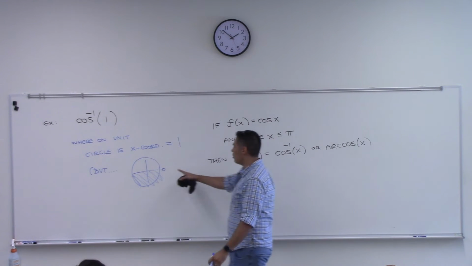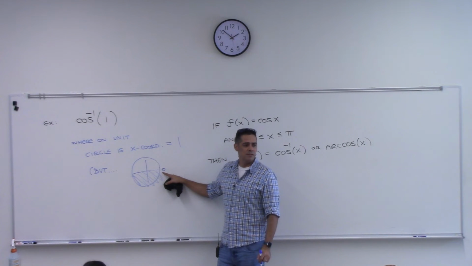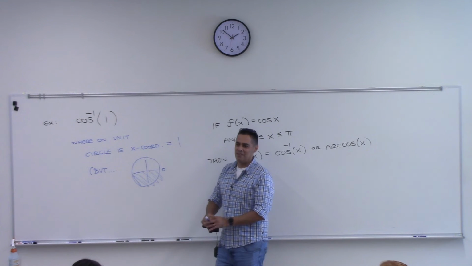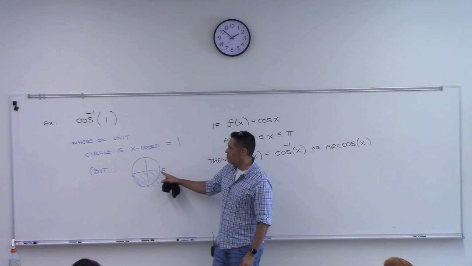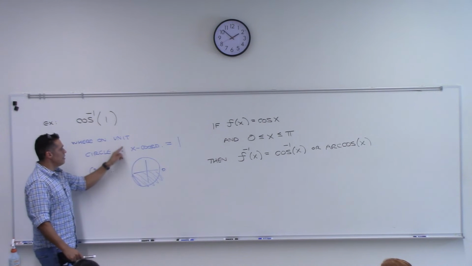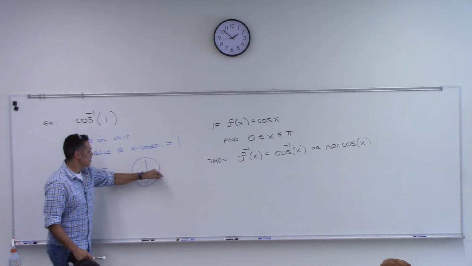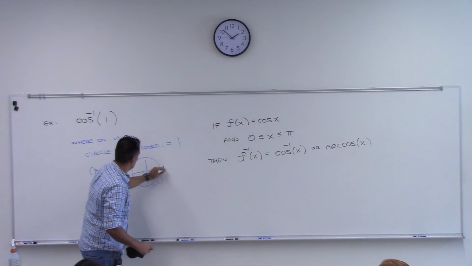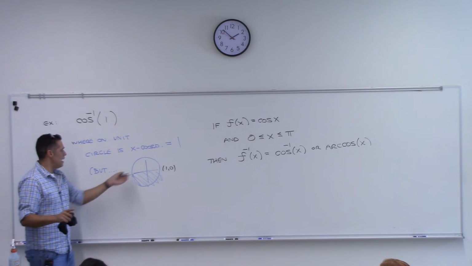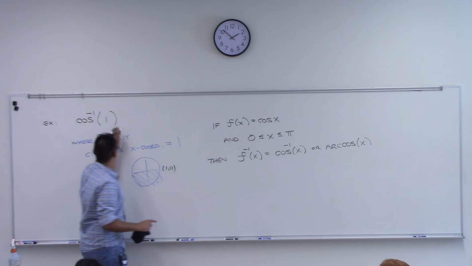0. 0 degrees or 0 radians? Same thing, right? 0 degrees and 0 radians are the same. That's the angle you would go to, to get an x coordinate to be 1, would be out here, right? And so that angle is 0, not 2 pi. You can't say 2 pi because 2 pi would mean you go all the way around. So 0.